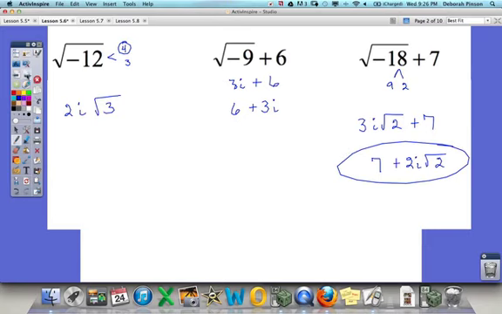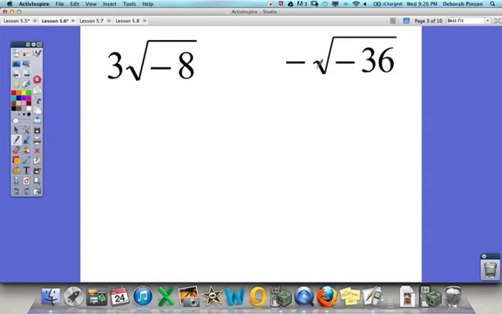Okay, so let's just keep practicing these. They're getting a little bit different, a little bit more complicated as we go. So let me take care of the 8. We actually did this a second ago. So I have 2i root 2. 2i root 2. And I can multiply those together and get 6.